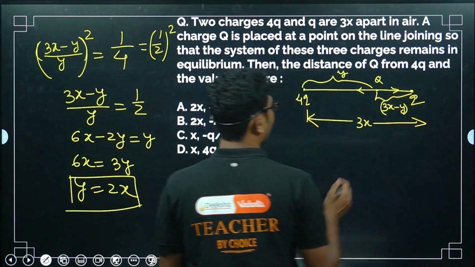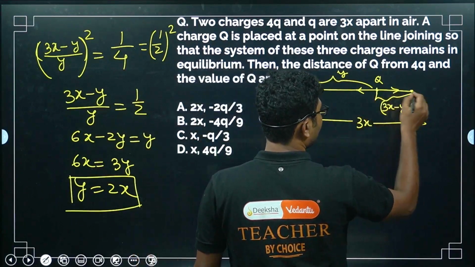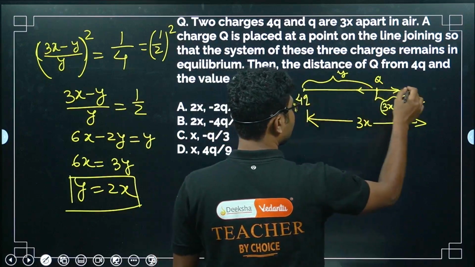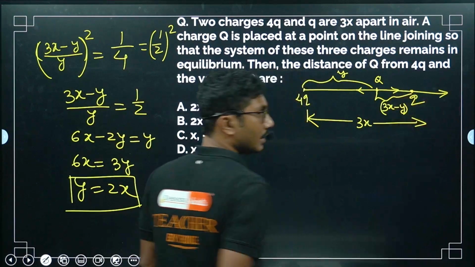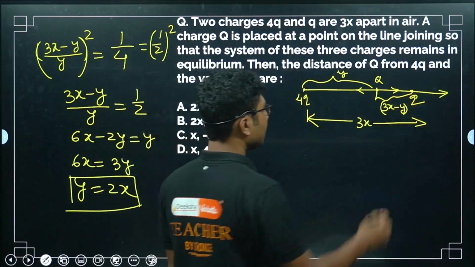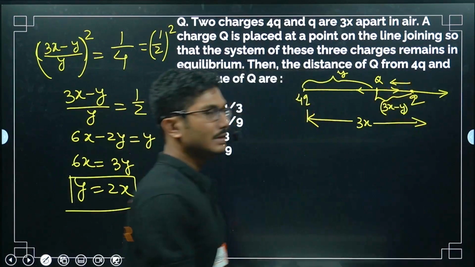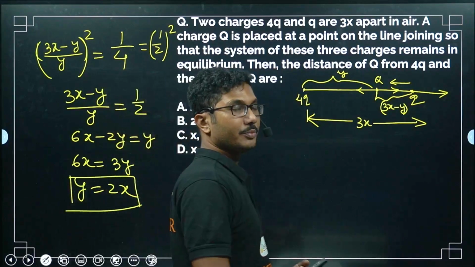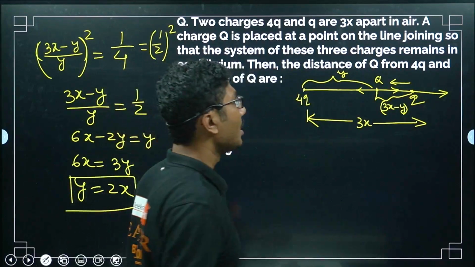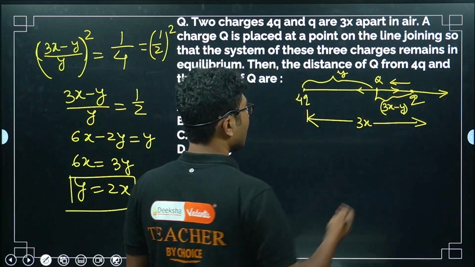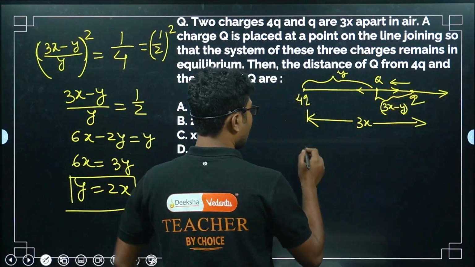So what is the force on this charge? There are two forces acting on this charge. One is the repulsion force of this charge, repelling it in this direction, and there is an attraction force due to capital Q which is attracting in this direction. Now the entire system is in equilibrium, so all the forces on each of these charges must be balanced. Now what is the force on this?